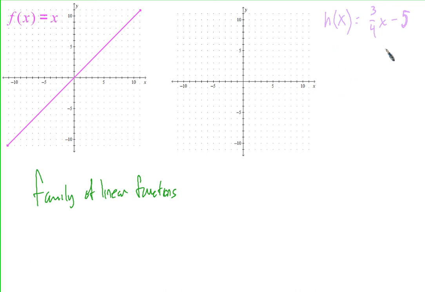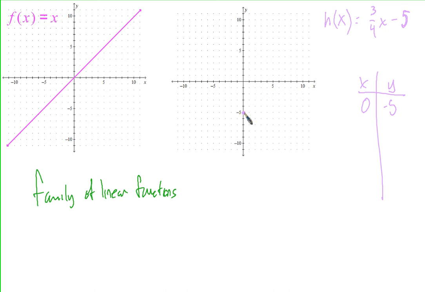Okay, so if you know your slope-intercept form, you know this is the y-intercept. So we put a point down there at negative 5. Why do we know that? Not because it's magic, but because what are we really doing there? We're just choosing the easiest value to plug in for x. That would be 0. Right? 0 clearly is going to give you negative 5.